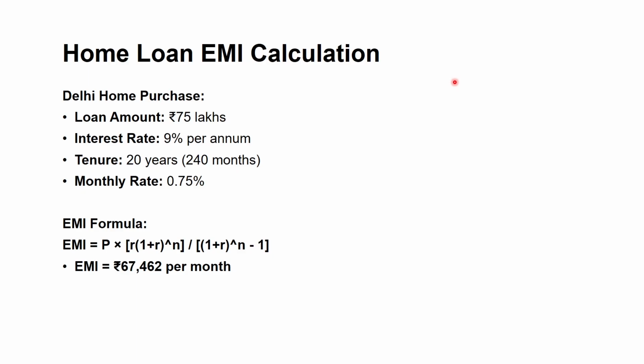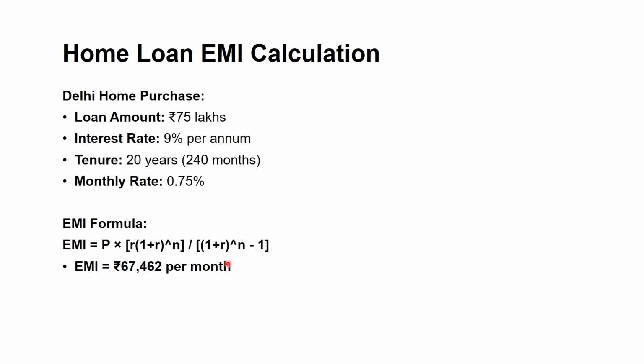Okay, then we move to another example of home loan EMI calculation. So, TVM, that is your time value of money, is equally important in mortgage calculations. Consider a Delhi home purchase of 75 lakhs, with a loan at 9% annual interest rate for 20 years. To calculate the monthly EMI, we use the payment formula with a monthly interest rate of 0.75%. The formula considers that each payment includes both principal and interest, with the interest portion decreasing over time as the principal balance reduces. Our calculation shows an EMI of 67,462 rupees per month.